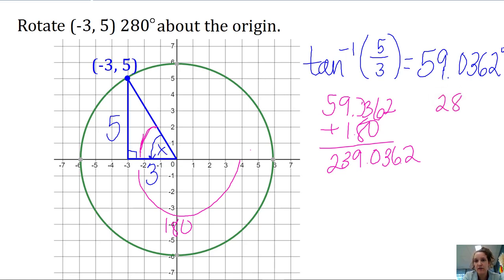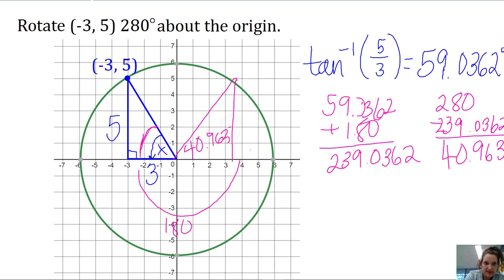If I'm rotating a total of 280 degrees, I need to figure out my leftover degrees. So I'm going to subtract 239.0362 from 280, and that will give me 40.9637 degrees. So in order for me to figure out the coordinates of my new point, I'm going to need to know the distance I traveled along the x-axis, and the distance I traveled along the y-axis. So I'm going to need to know the sides of this right triangle.